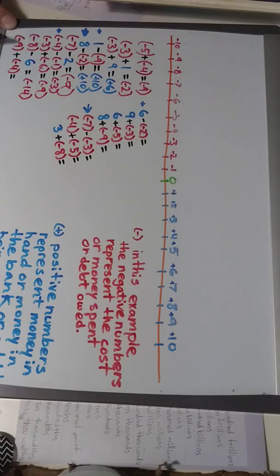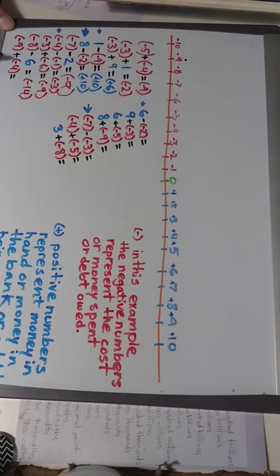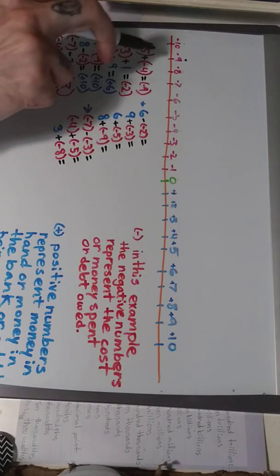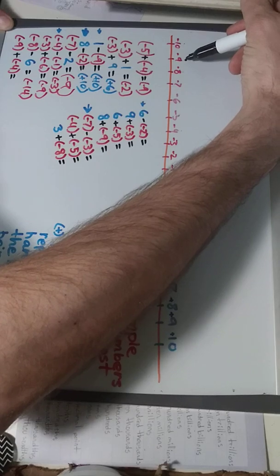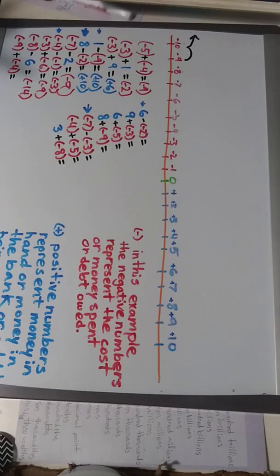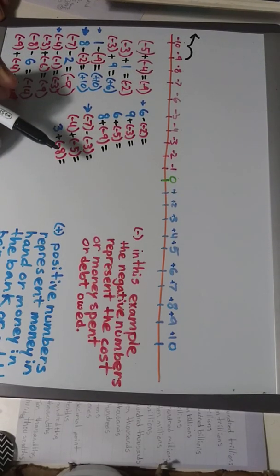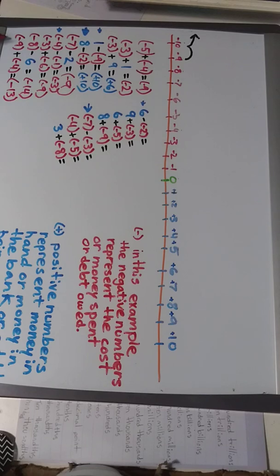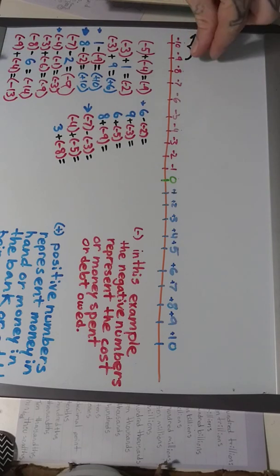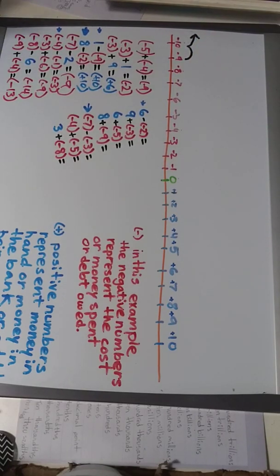Here we start at negative 9, and we're going to add negative 4, which goes off our chart once again. So we'll move in this direction until we arrive at negative 13. So negative 9 plus another debt of negative 4 will put us more into the red at negative 13.